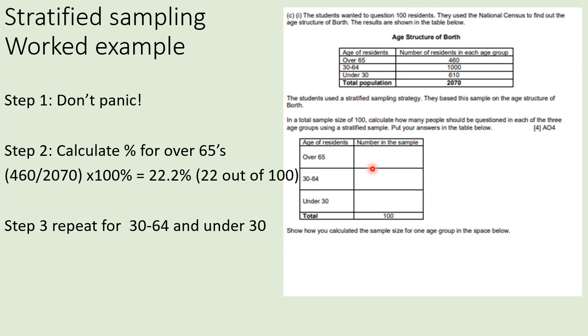And I would just repeat that for 30 to 64 and under 30, and then fill that in and make sure this adds up to 100. And this is extra nasty, this, because it doesn't. It adds up to 99 because of rounding issues.